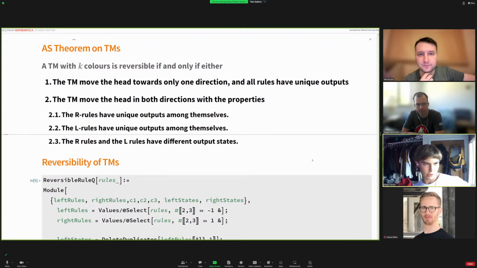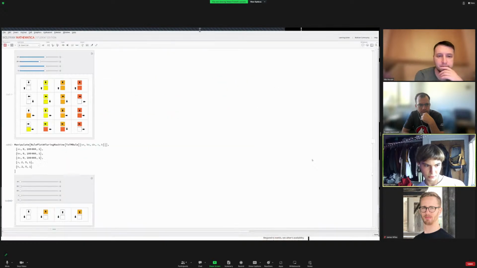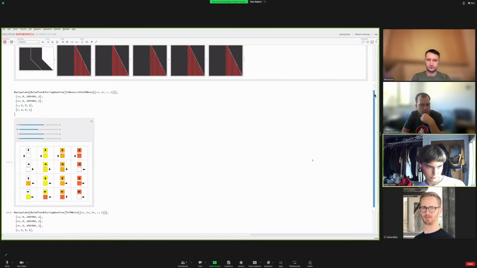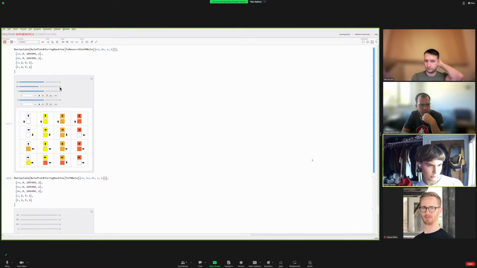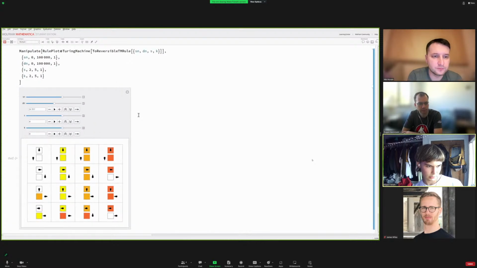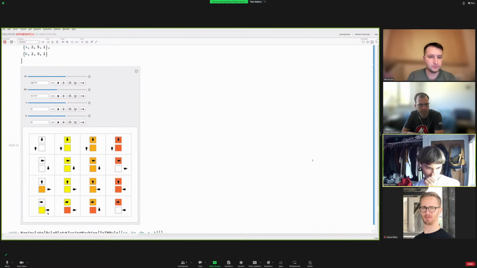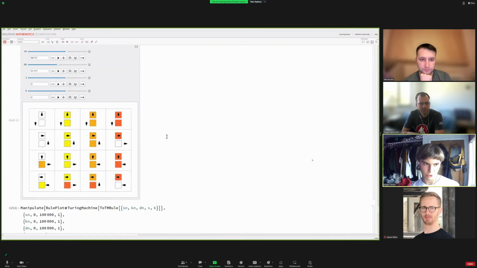So yeah, this is the reversibility criterion for Turing machines. Let's see the 2TM rule, what's this one? So this is for a 4-state, 4-color Turing machine. And similarly, by partitioning the states and then permuting the outputs, we can find every reversible Turing machine.